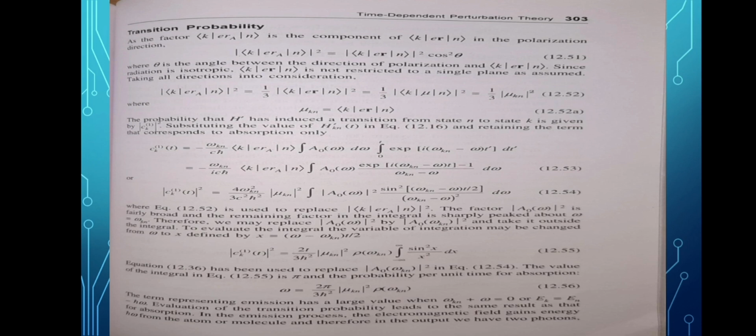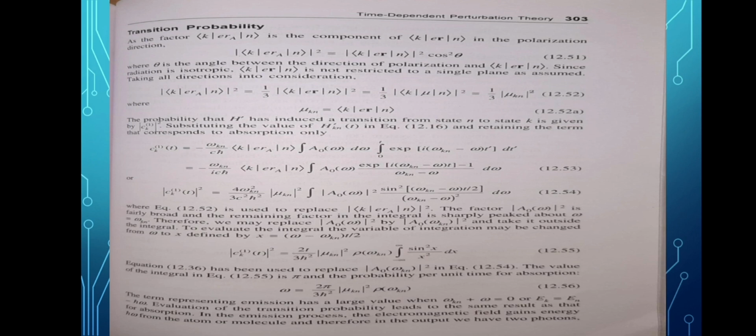Then let's take the modulus of that part and on squaring it, we get the equation modulus r_kn square cos square theta, where theta is the angle between the direction of polarization and r_kn. Since the radiation is isotropic, this term is not restricted to a single plane as assumed. So, taking it in all directions, let's consider the equation as the whole square is equal to 1 by 3 times r_kn the whole square, which is equal to 1 by 3 mu_kn square, where mu_kn is equal to e r_kn.